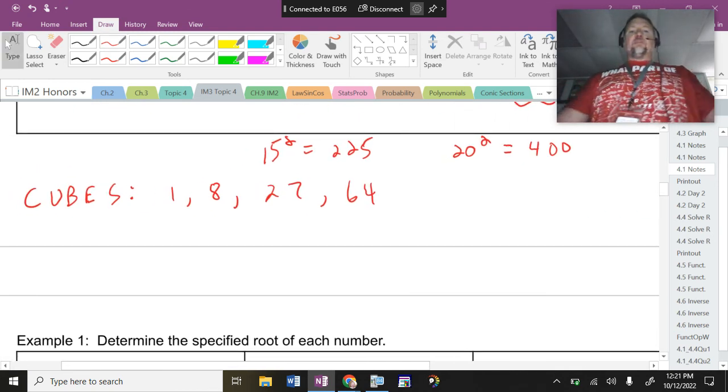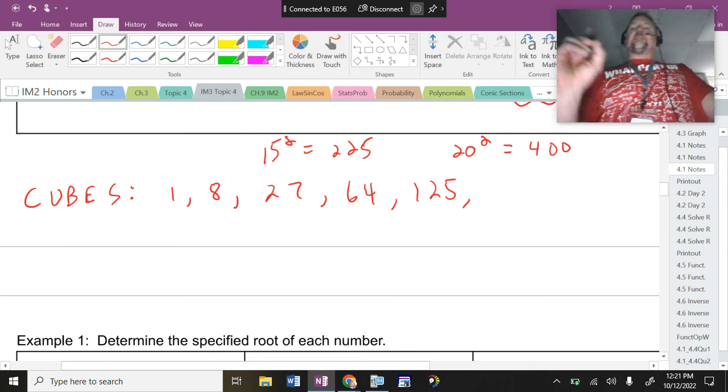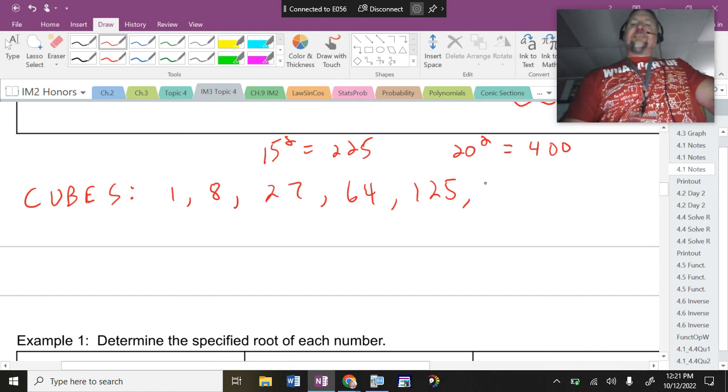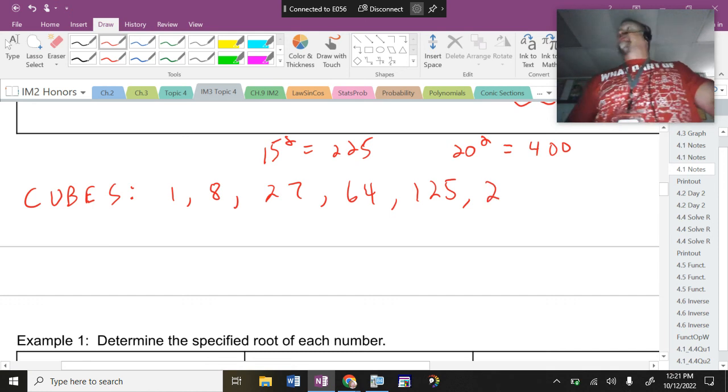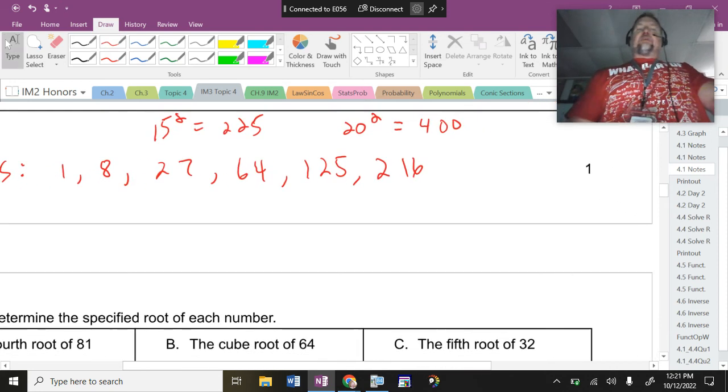All right. Cubes. What's 5 cubed? Everyone should know this. 125. And I'm going to go one step further. Try to get yourself to memorize this. What's 6 cubed? 3, 2, 1, go. Oh, it's 216. So I would say up to there is reasonable.